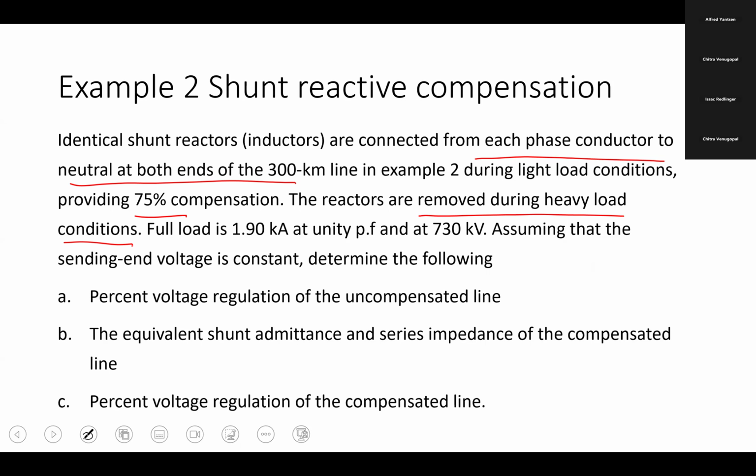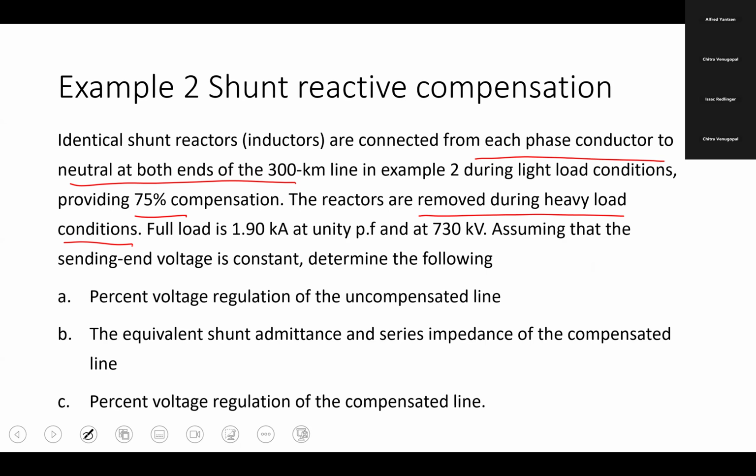So that's what they were talking to each other, right? In that conversation, send me more VAR. They say, oh no, my line is sagging. I'm already seeing everything is going down. So that is what it's referring to. The reactors are removed, meaning there's not much reactors.